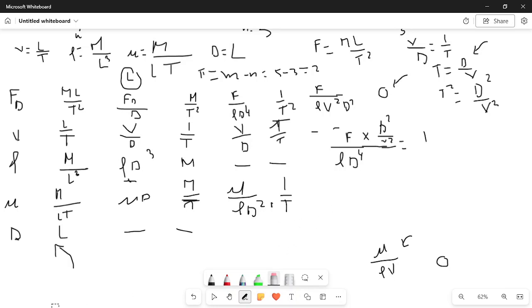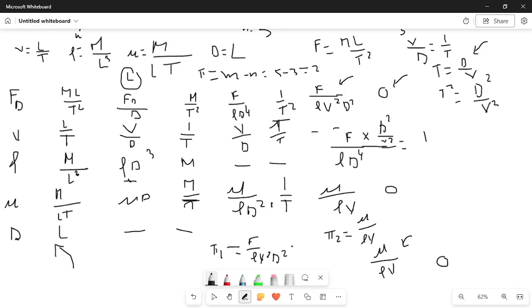I want you to see what's happening. Here what you get is mu rho v, and then here it is 0. Now what is happening here, my good people? You have at the end 2 pi answers. The first one, you can call it pi 1, which is f over rho v square d square. The second one, you can call it pi 2, which is mu over density v.